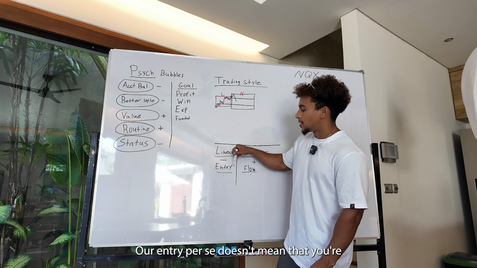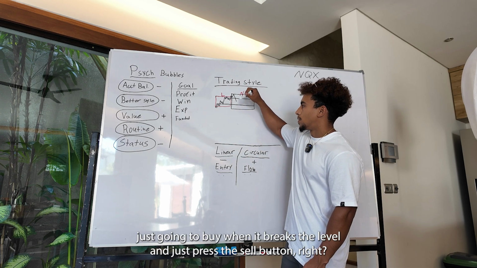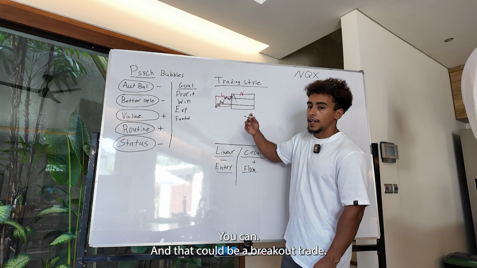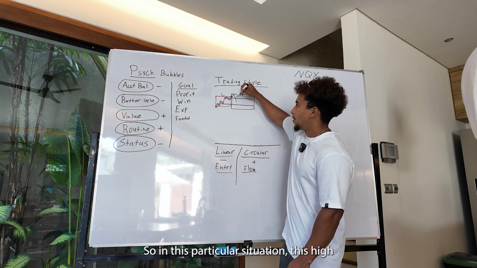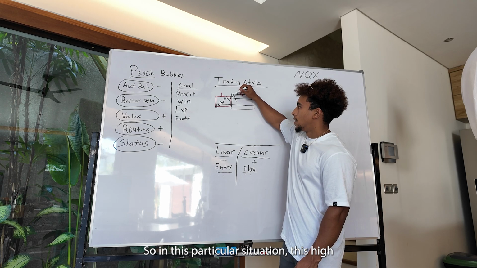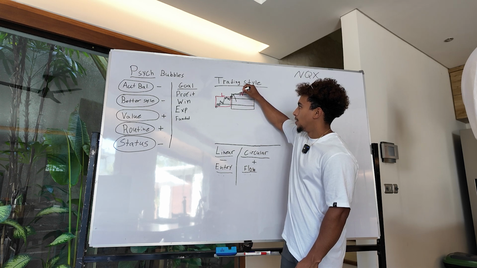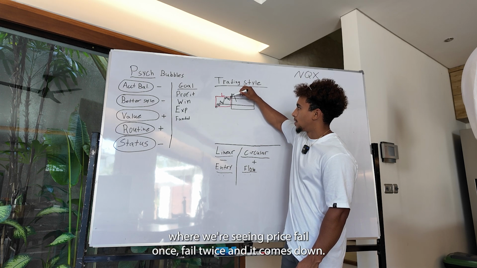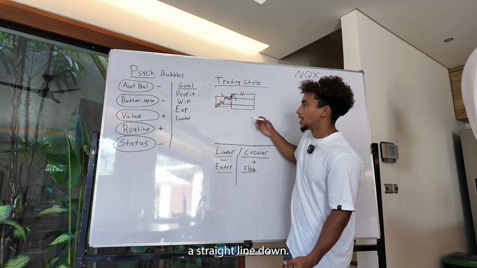Our entry, per se, doesn't mean that you're just going to buy when it breaks the level and just press the sell button, right? You can, and that could be a breakout trade, but how do you manage your risk along that way? So in this particular situation, this high and this high could be our order flow, where we're seeing price fail once, fail twice, and it comes down. But just because it failed twice doesn't mean it has to completely run a straight line down.